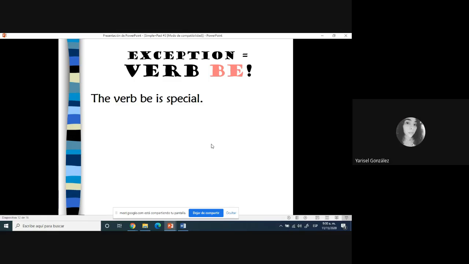It changes to was or were according to the personal pronoun. Exactly. Very good. For the third person, ¿qué tenemos? We have was. And the plurals? And I? For the plurals, we have were. And for I, we have was. Exactly. ¿Está claro, compañero? Very good.